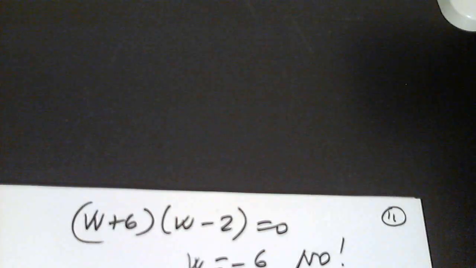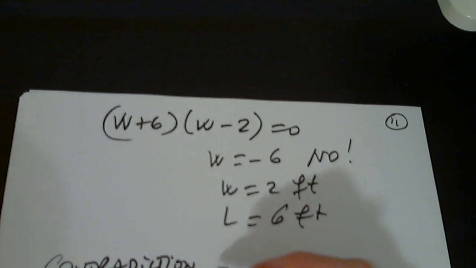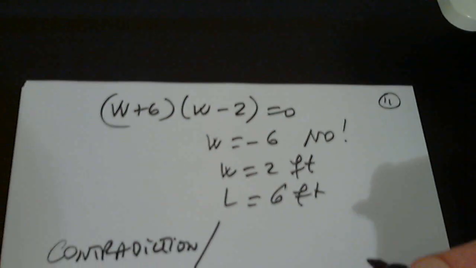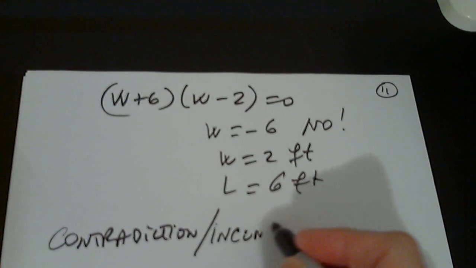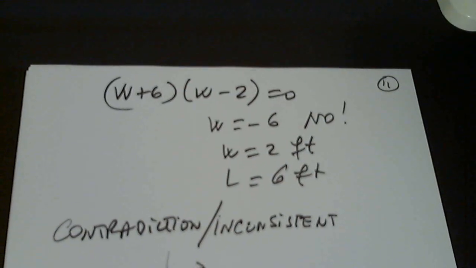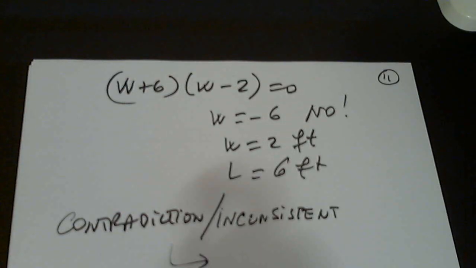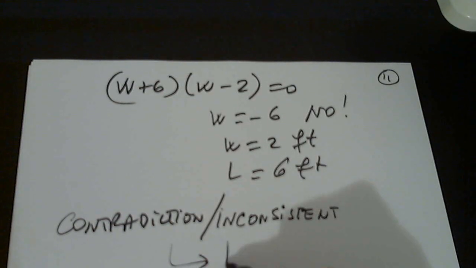How many solutions does a contradiction have? Contradiction. Or, which I don't agree with, but I will use it because the book uses it, inconsistent. How many solutions does a contradiction, or an inconsistent equation, have? Anyone? No solution. Exactly.